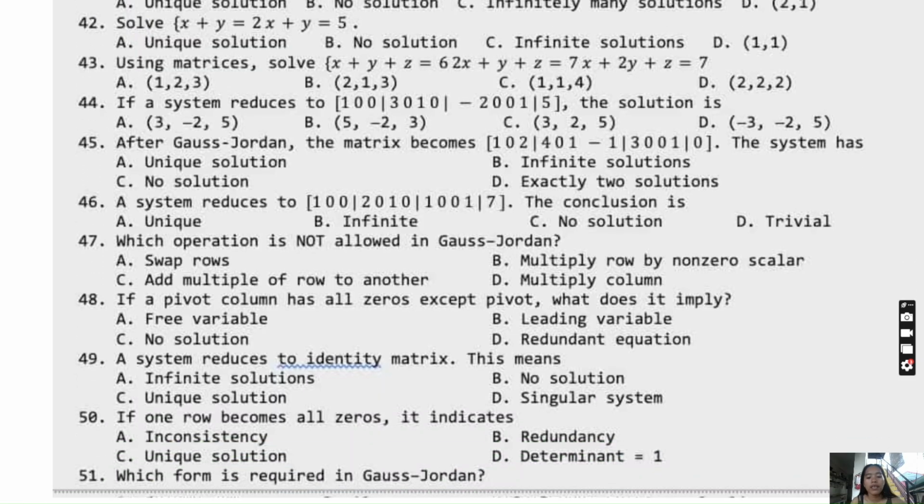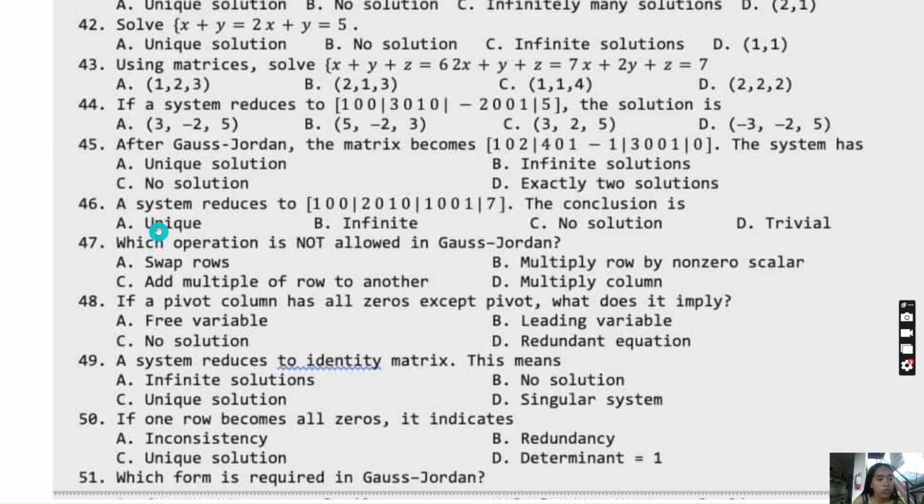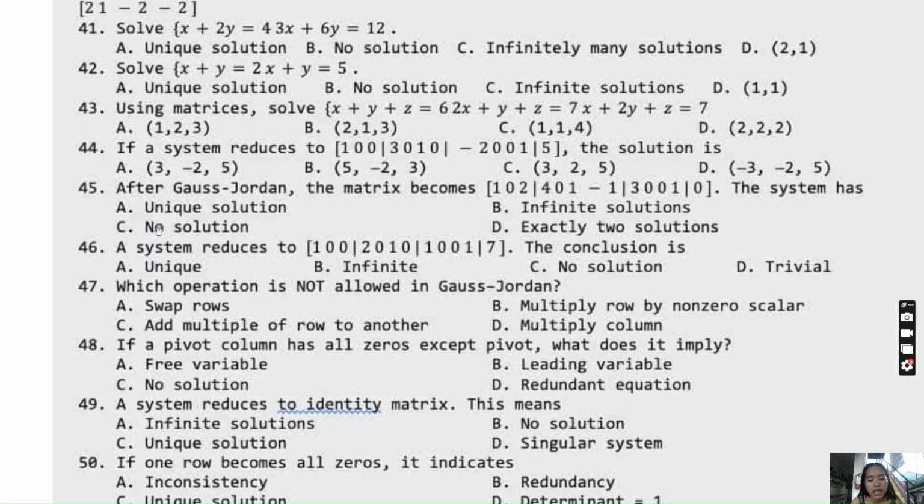So number 41. Let's proceed to number 41. So this number 41 to below will cover solving systems of equations, Gauss-Jordan elimination, inverse method, Cramer's rule, determinants, trace, transpose, and properties of matrices. So let's solve number 41.